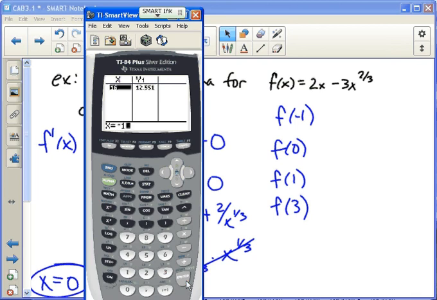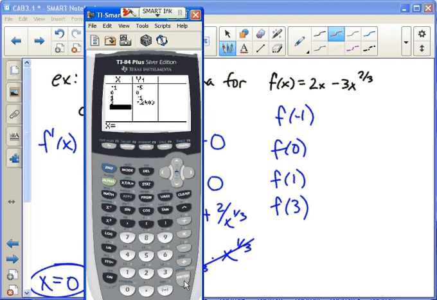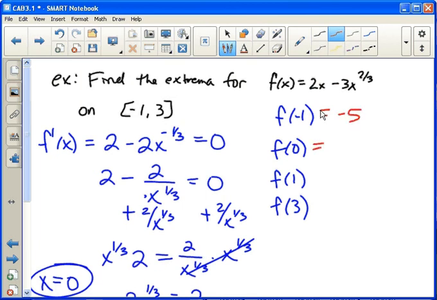-5, 0, -1, and then -0.2403, I believe is what it said. Yes, just forgot the negative, but that's it. Alright.